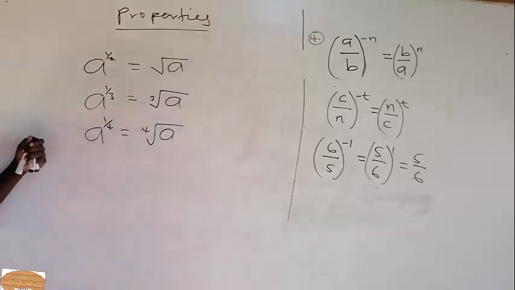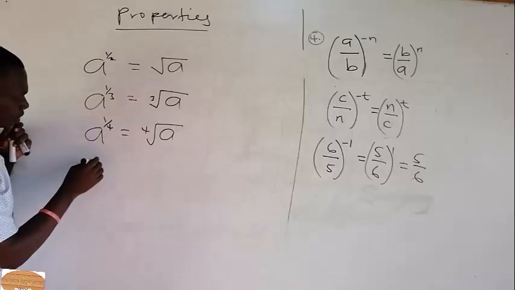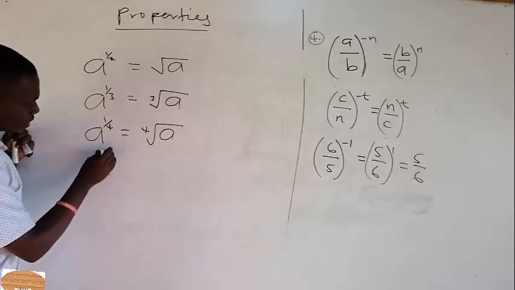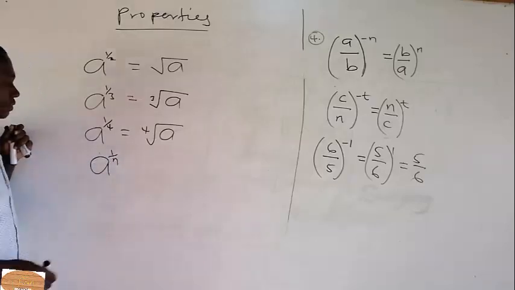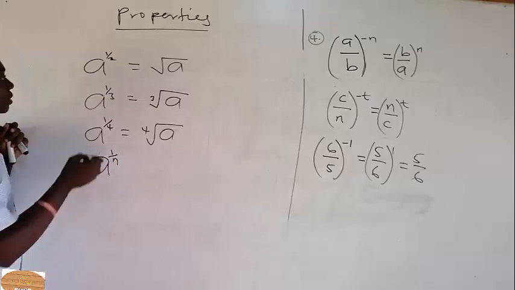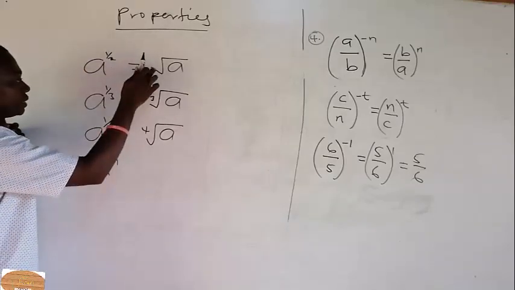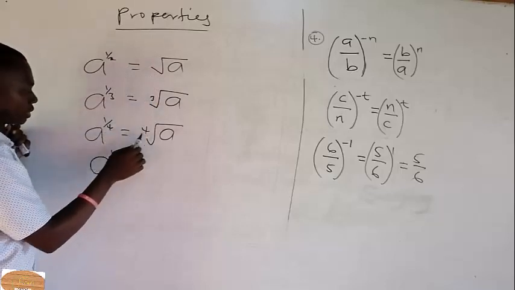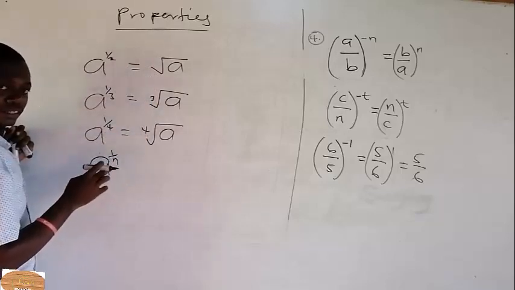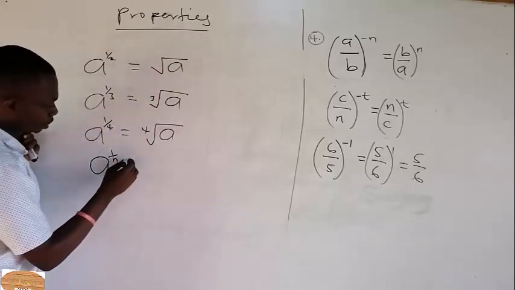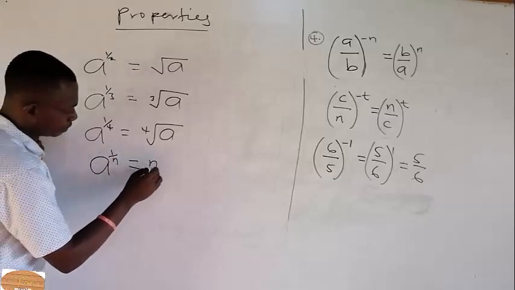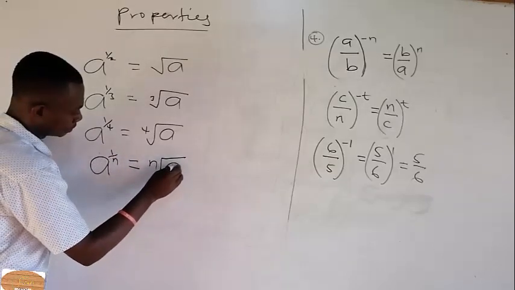Alright. Then if you are given, let's say, a to the power 1 over n. So let's say something. This is 2, this one is the same as this. 3, you see it, 4, you see it, but 1 over n. So this one is the same as the nth root of a.